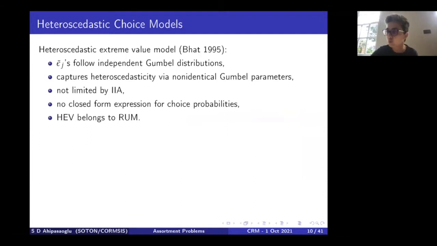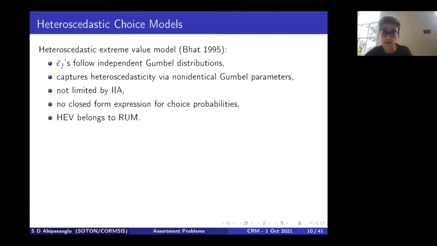There are two heteroscedastic choice models that have been used in the revenue management literature before. One of them is the heteroscedastic extreme value model by Bhat. This one assumes that the error terms follow independent Gumbel distributions, with non-identical Gumbel parameters. So it is a heteroscedastic model.